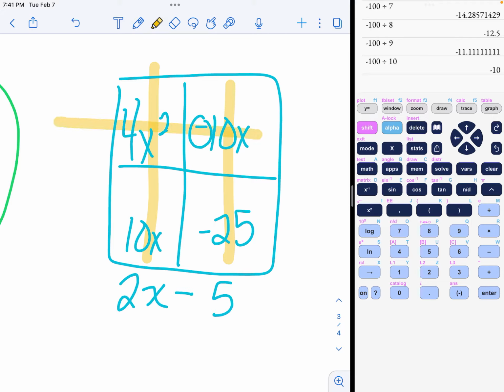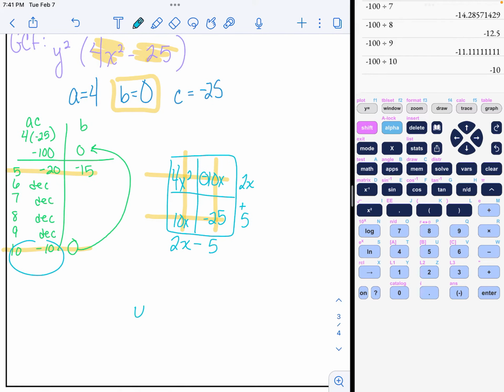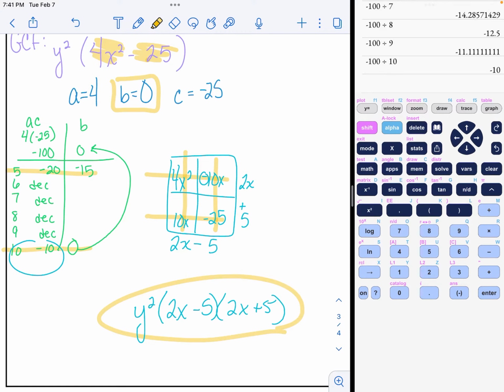What goes into 4 and 10? A 2, and they both also have an x. What goes into 10 and 25? A 5, and the 10 was positive. Final answer is the factors y squared, the factor 2x minus 5, and the factor 2x plus 5. Please don't forget your GCF is part of your factored form.